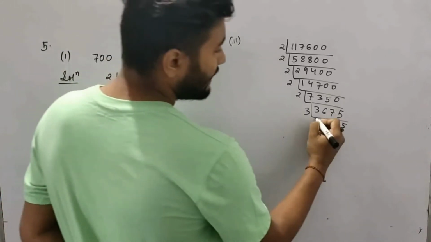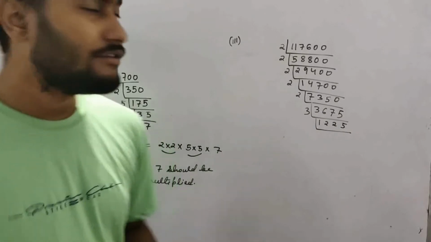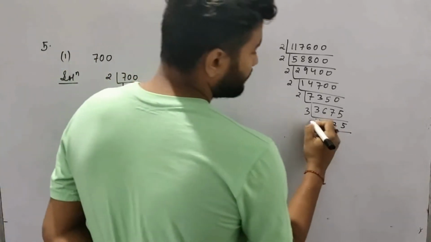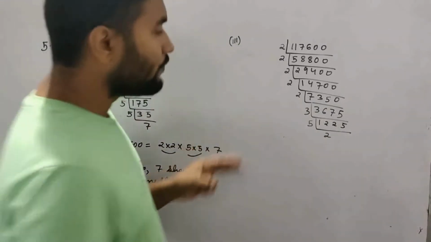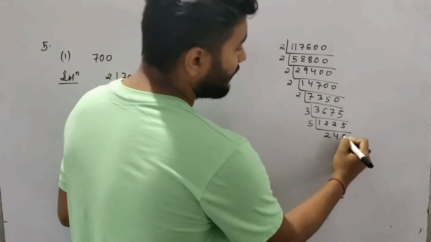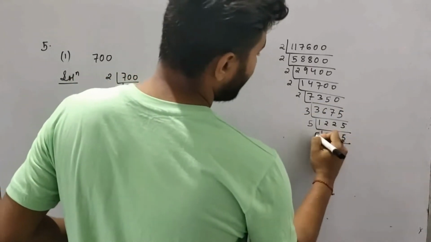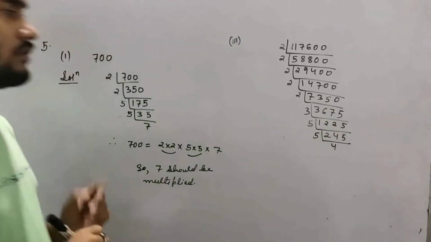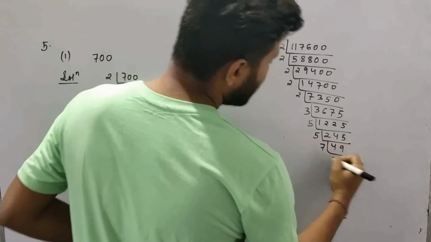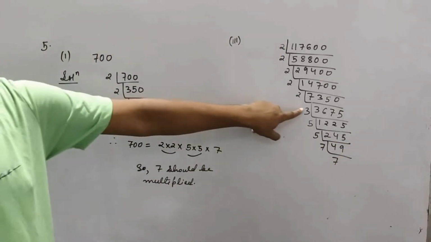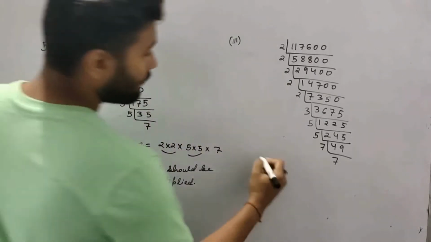So okay, then my next prime number is obviously 5. And 100% this is divisible by 5. So 5 2s are 10, 5 4s are 20, 5 5s are 25. Again it is divisible by 5. 5 9s are 45, and then 7 7s are 49. Clearly we can say that our 3 is single. So what should be multiplied? 3 should be multiplied.